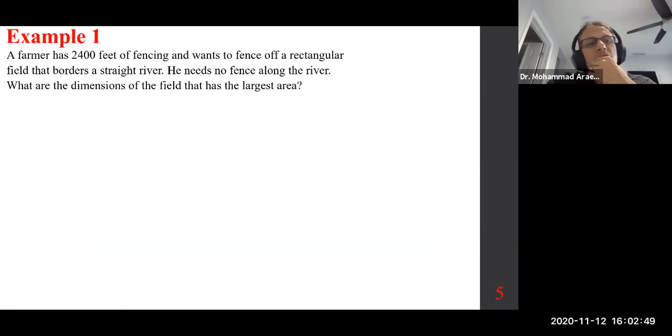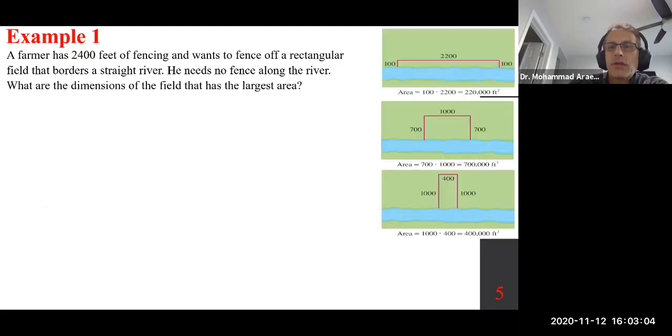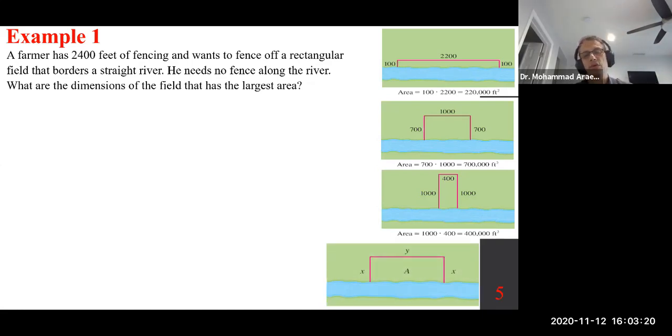We have 2,400 feet of fencing, and we want to fence off a rectangular field that borders a straight river. So we don't need anything along that river. We want to see how we achieve the maximum area. If you look at these figures, we just picked numbers for the length and width, did the math, and see what happens. But this is not necessarily giving us the best choice. The best choice is to do math as follows.